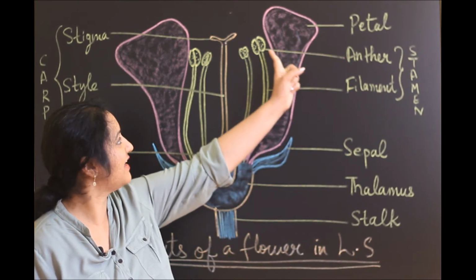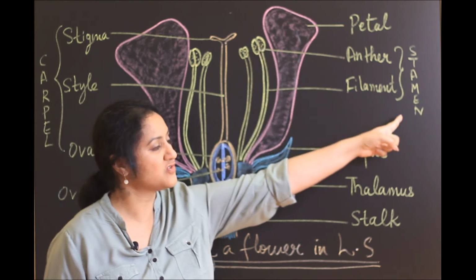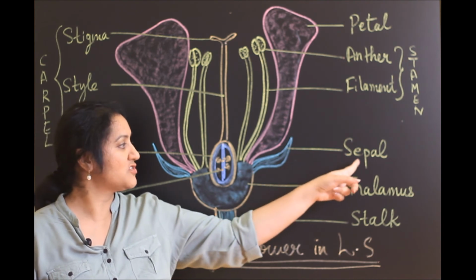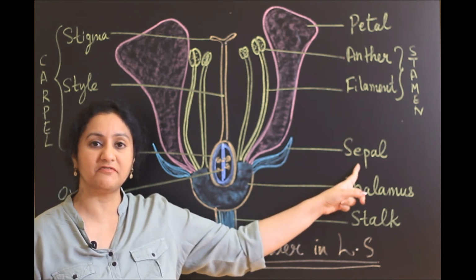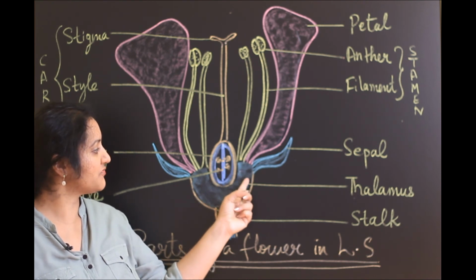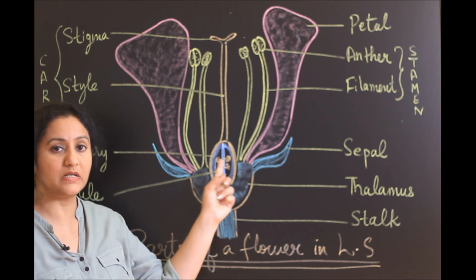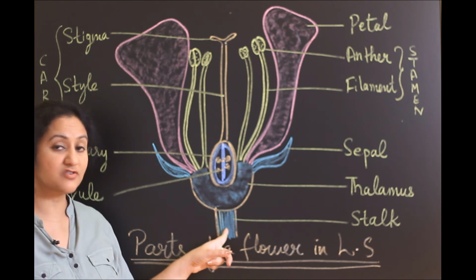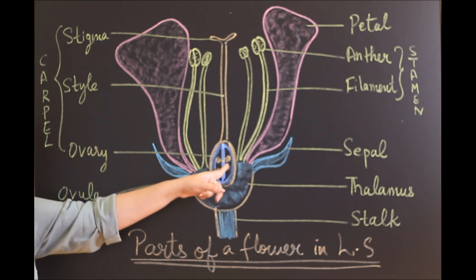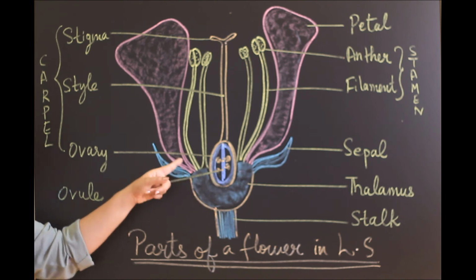Petal, anther and filament together form a stamen, which is a male part. This is sepal, which is green in color and protects the flower in the bud state. Thalamus or receptacle, and it is from the thalamus that all these four whorls arise. This is the stalk of the flower. These are the ovules which are present inside the ovary.